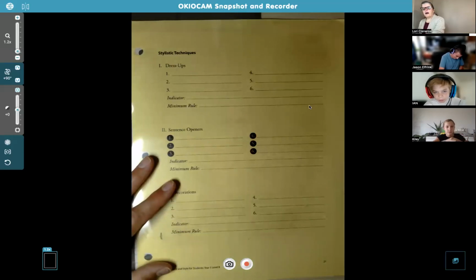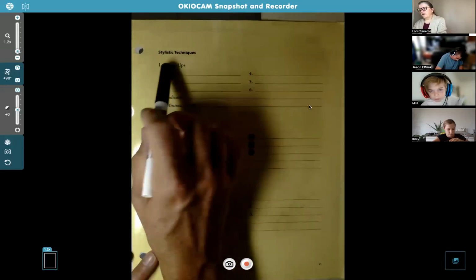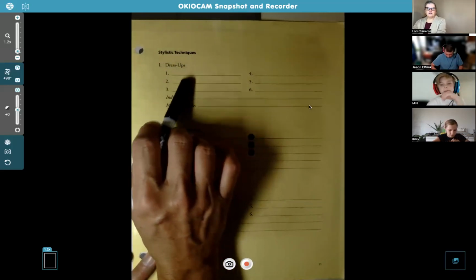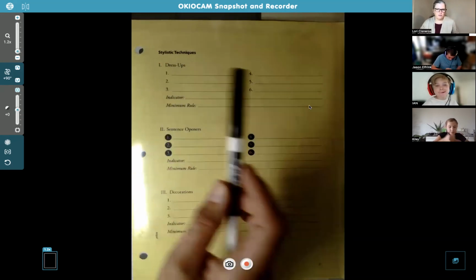Okay, you got it. Now we're looking at page 21. This is what we're looking at right now. And notice that it says stylistic techniques at the top here, and then it says dress ups. So in this class, you're going to learn how to use very specific words and phrases in your writing to make it have more style. Because you'll notice this binder is called structure and style. So the style part comes when you use words that are special or words that are unique to help dress up your writing, okay? And those are called dress ups. Kind of makes sense, right?